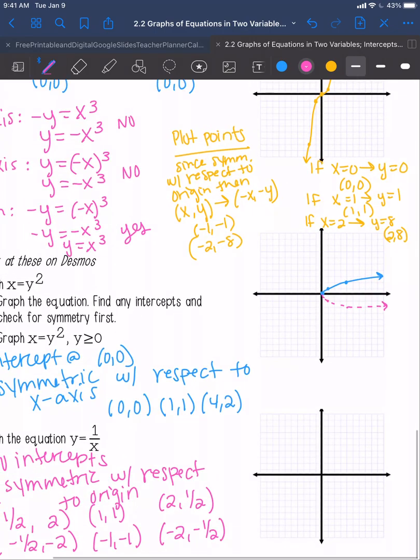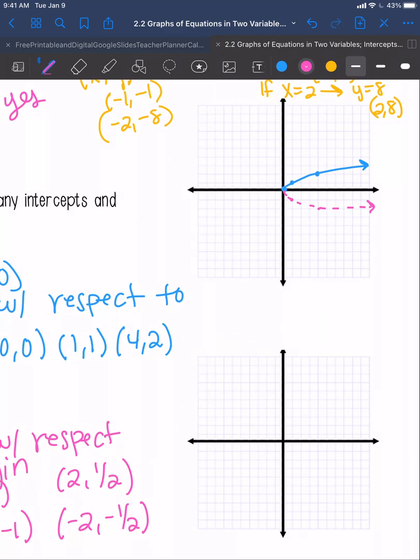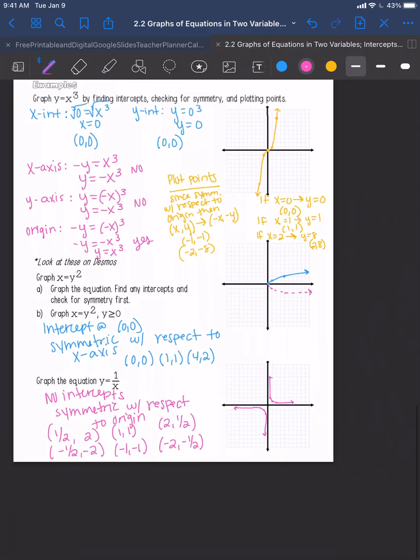And if we graph those here quickly, 1/2 is kind of hard to get on here. So 1/2, 2, 1, 1, 2, 1/2. Looks like that. And same thing in the third quadrant, -1/2, -2, -1, -1, -2, -1/2. And there you have it.